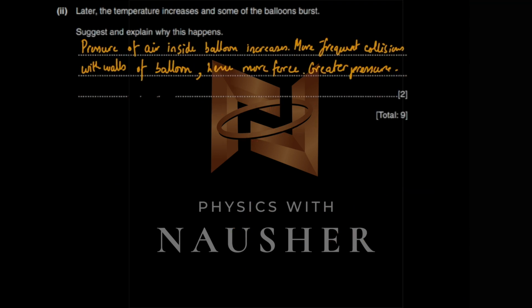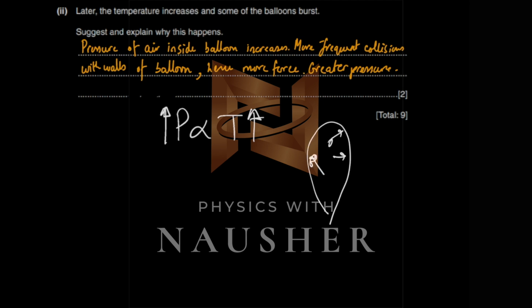Now the temperature increases and the balloon bursts. Why? Because pressure is proportional to temperature. When you increase the temperature, the pressure will increase. What will happen? The molecules will collide more vigorously or with greater speed with the walls of the balloon, and as a result, more force will be exerted on the walls of the balloon, and hence the balloon will burst.